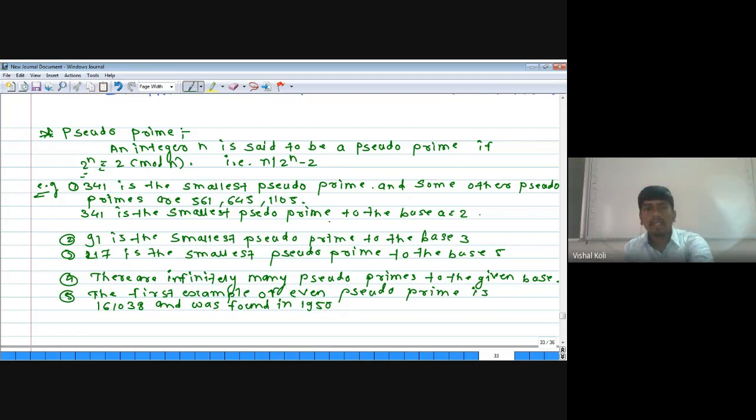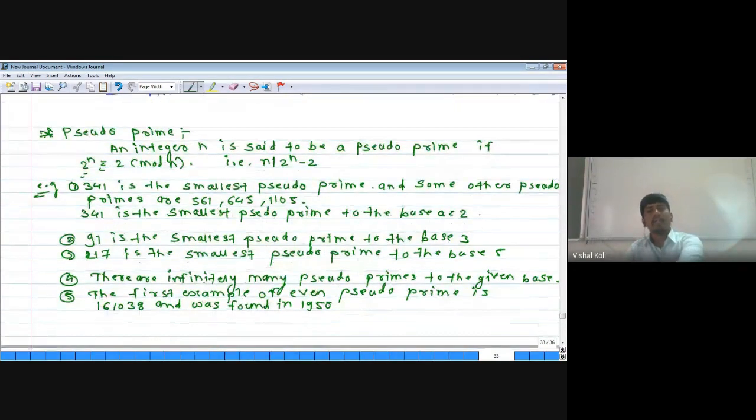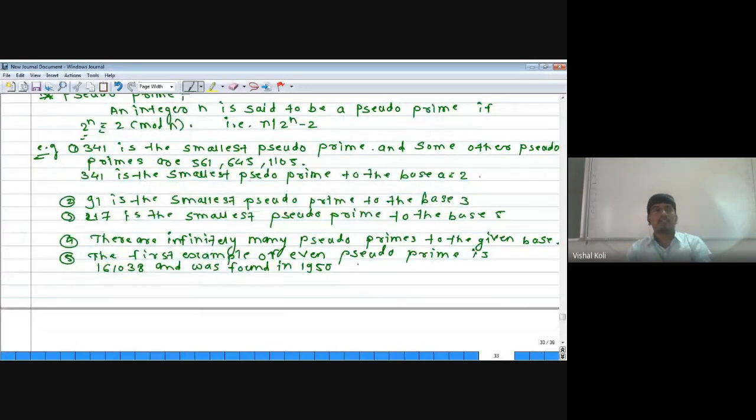1950. So any integer n is said to be a pseudo prime if it holds this condition, that is 2 to the power n is congruent to 2 modulo n. Here a equal to 2. We will take any value of a, that is 3, 5 and so on. So 341 is the smallest pseudo prime corresponding to a equal to 2. Similarly 91 and 217 are the smallest pseudo primes corresponding to the base 3 and 5 respectively. Therefore, from this we conclude that there are infinitely many pseudo primes to the given base, that is 2, 3, 5 and so on. Okay.